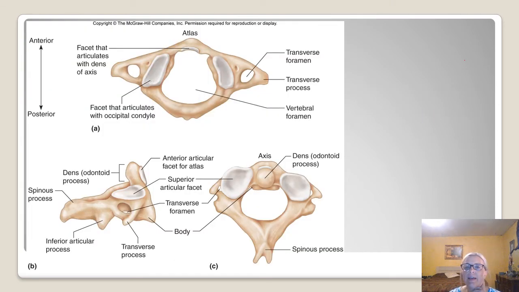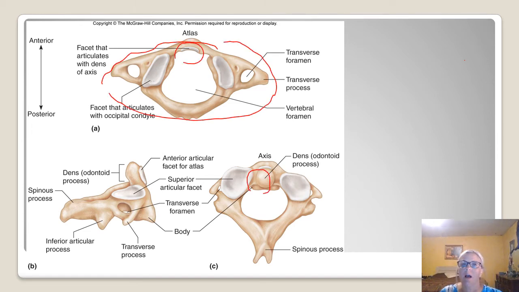So here's another look at the axis, but now you can also see the atlas. And so the atlas is much wider here. And here's this little facet where this dens actually comes up, and this sits on top of it, and it rotates around. It articulates around. You can see the shape of it is different here. You can see the dens, or also the odontoid process, of the axis.